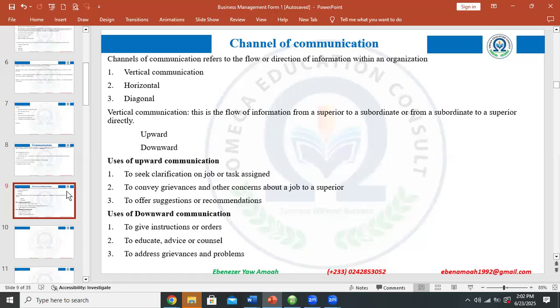So my dear professors, I think we'll pause here. Hopefully when we meet next Friday, we'll look at the horizontal and the diagonal. I think I hinted about the diagonal and the difference between the diagonal and the vertical, right? So the diagonal is from a superior in one department to a subordinate in another department, or a subordinate in one department to a superior in a different department. So it is the difference in department that brings about this diagonal mode of communication.